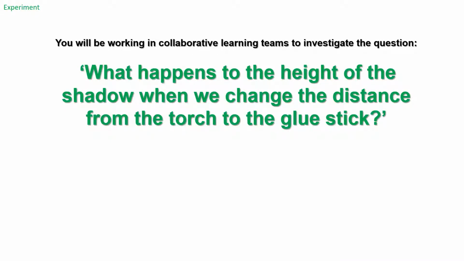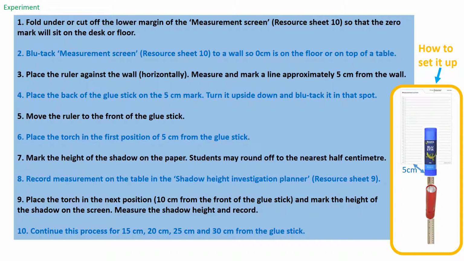Hi everybody, this term in science we've been having a look at light, and today we're focusing especially on shadows. So you're going to be working with your learning team to investigate the question, what happens to the height of the shadow when we change the distance from the torch to the glue stick? These instructions will be up on the whiteboard for you to look at, but there's quite a few steps involved, so I want to just take you through how to do it.